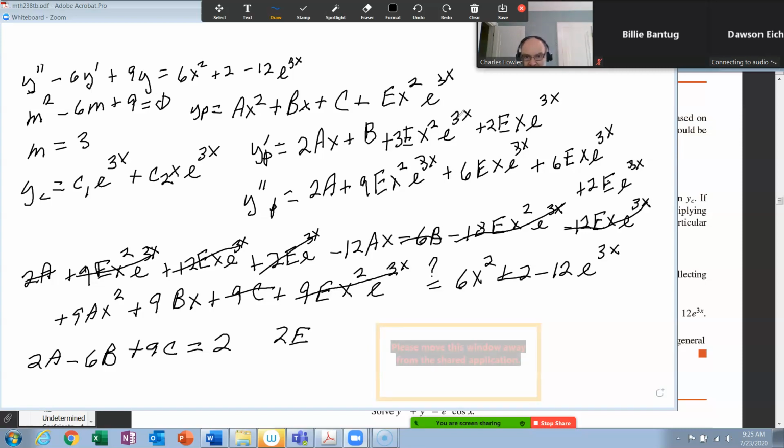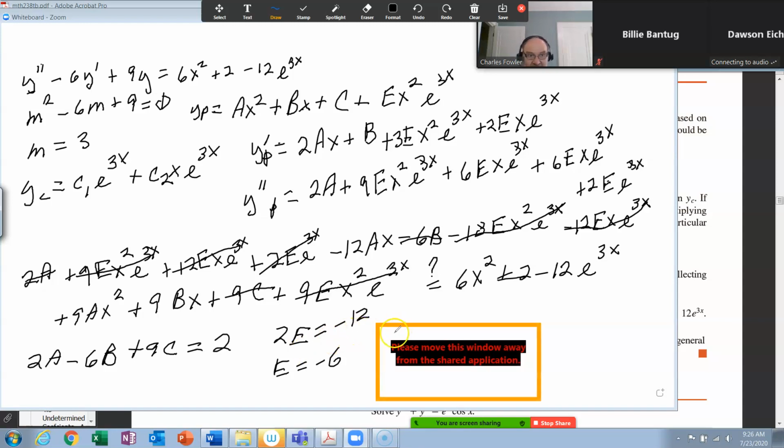So where we were was this term here, 2e, e to the 3x. Let's go to any other terms that have e to the 3x. I don't see a single one except this one, and that is minus 12. So that must equal minus 12. Well, that would imply that e is equal to negative 6. Okay, maybe we should have started there. So that's taking care of this term and that term.